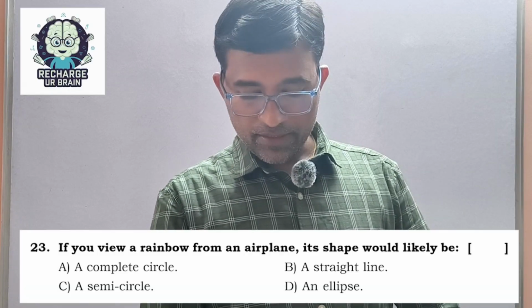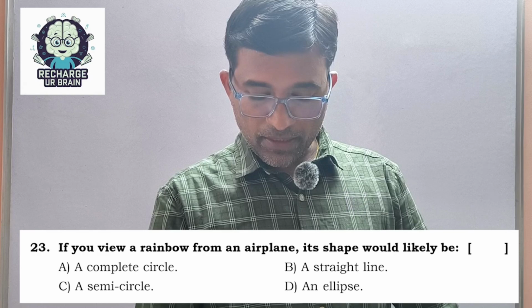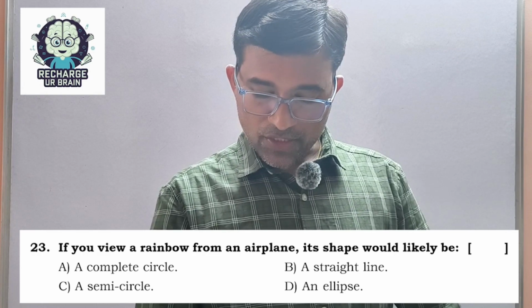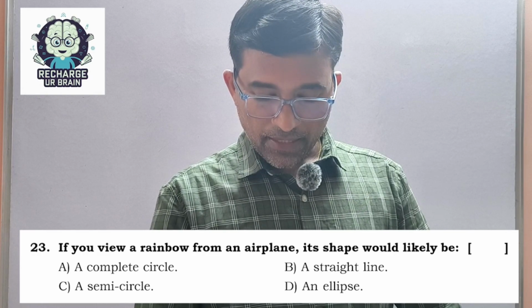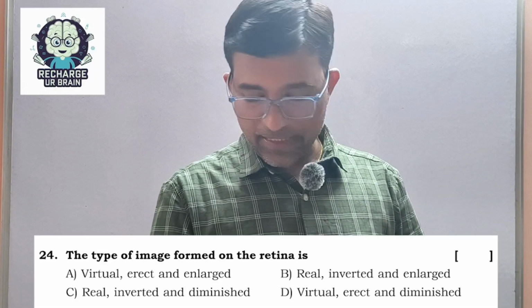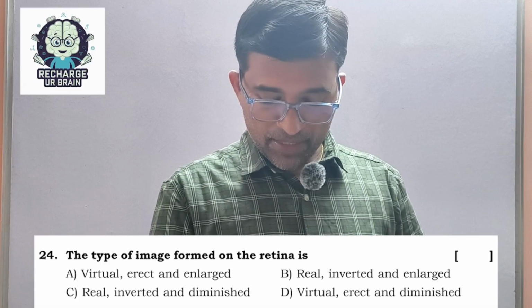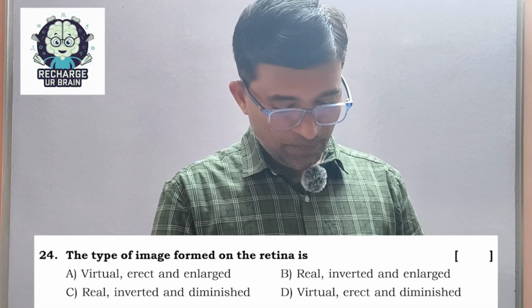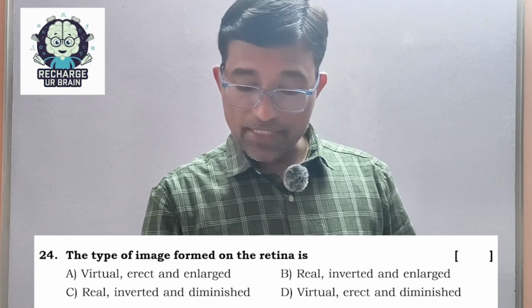And 23rd one: if you view a rainbow from an airplane, its shape would likely be a complete circle. For this 23rd one, right answer is A. The type of image formed on the retina, we know, is real, inverted and diminished. And for the 24th one, the right option is C.